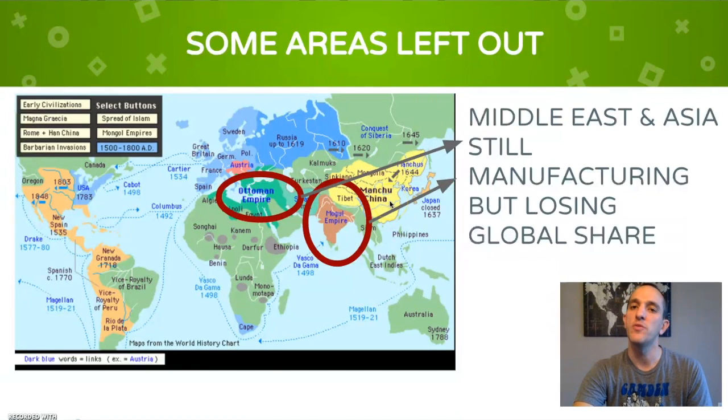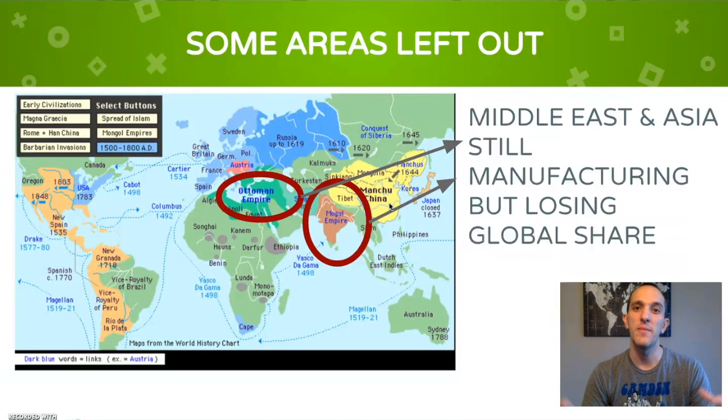Also in China, they're still manufacturing silk and porcelain. And we also see manufacturing going on in the Ottoman Empire here. So we have the Mughal Empire, the Ottoman Empire, and Manchu China trying to manufacture, but really they're losing out on their global share.